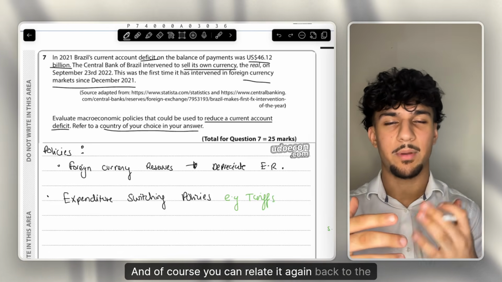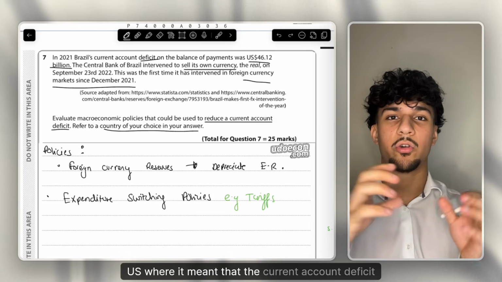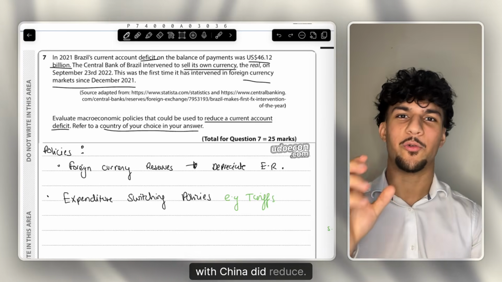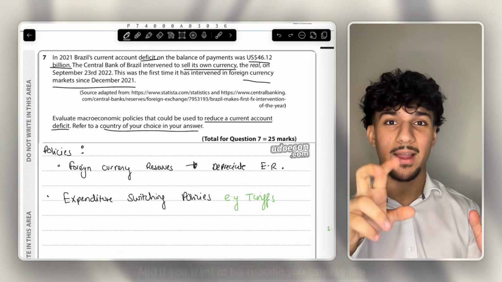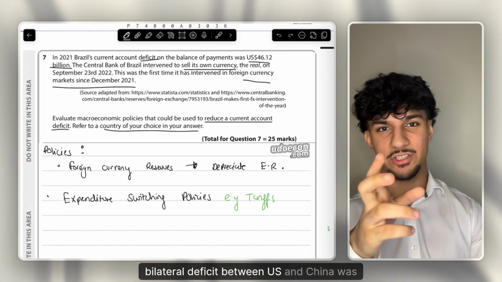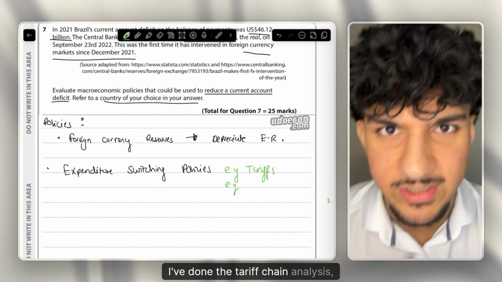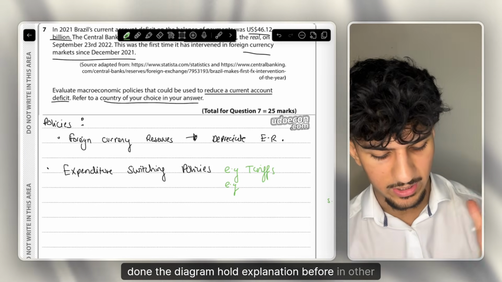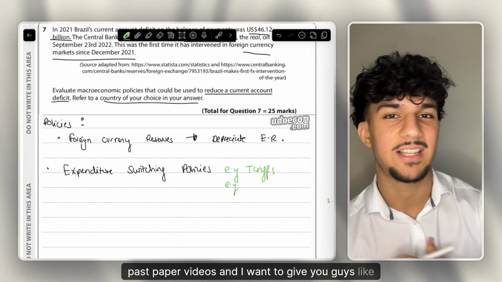And of course you can relate it again back to the US, where the current account deficit with China did reduce. And if you want to be specific, you can say the bilateral deficit between US and China was reduced. But like I said, I've done the tariff chain analysis, the diagram, the whole explanation before in other past paper videos, and I want to give you guys diversity.